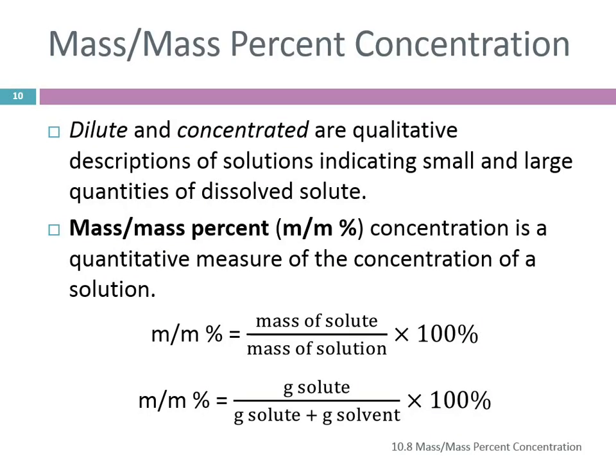We need some terms to describe solutions, besides saturated and unsaturated. We deal a lot with unsaturated solutions, and there's a big range there of how much solute is dissolved. So we have two words that we use qualitatively, and that's dilute and concentrated. And those mean the same thing that they do in everyday life, right?